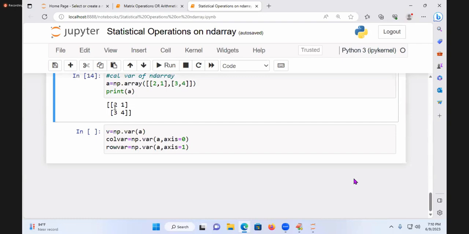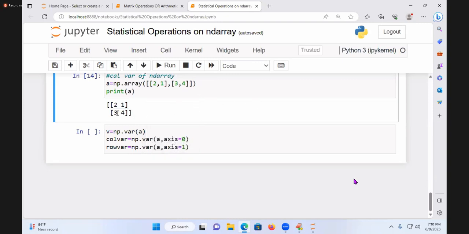0.5, 0.5 whole square means 0.25. 1 minus 2.5, 0.5, same. 0.5, 0.5, 0.5 by 2, 0.25, right? Next, 3 and 4, same. 7, 7 by 2, 3.5.